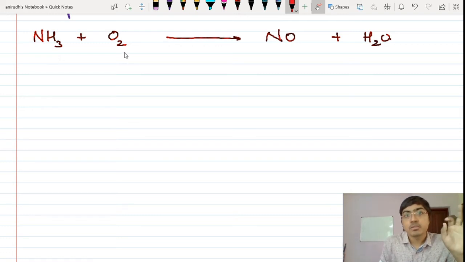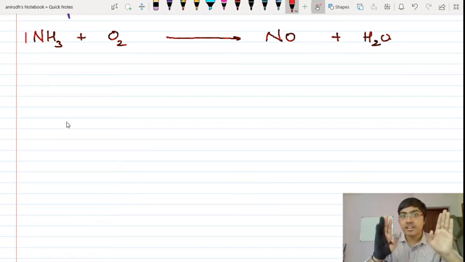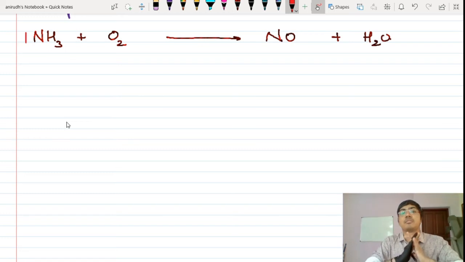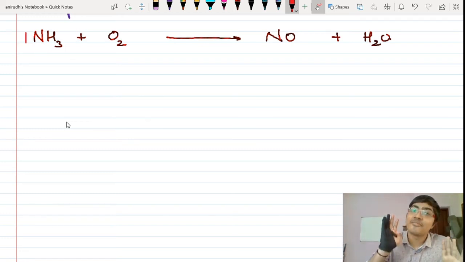Okay, you are supposed to place a coefficient for each of them. One of the coefficients should be 1. So let us say that I am selecting ammonia here and I am placing the coefficient as 1 here. I have fixed the coefficient of NH3 as 1. Now whatever I do, my coefficient of NH3 is fixed and that is 1. There is no change in that.